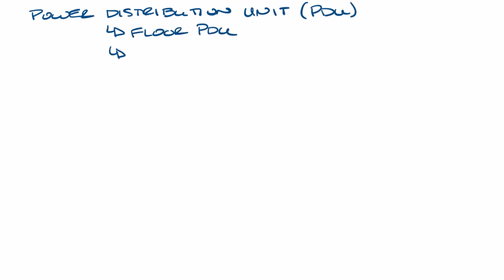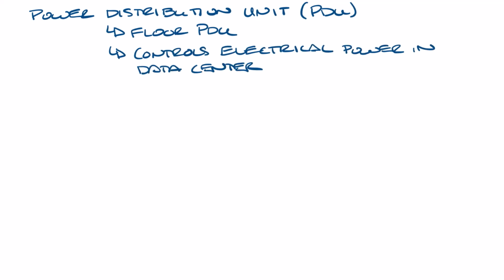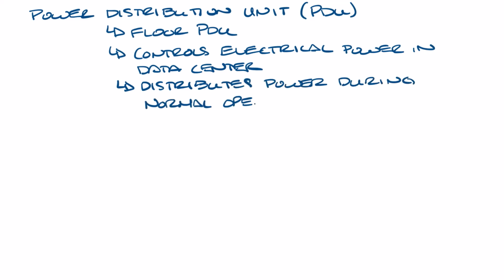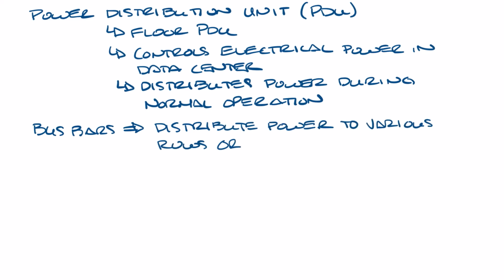Power distribution units. The PDU, sometimes referred to as the floor PDU, is a device for controlling electrical power in the data center. It takes AC or DC power from the source and delivers it to the equipment. It distributes power during normal operation. The bus bars distribute power to the various rows or sections of server racks.